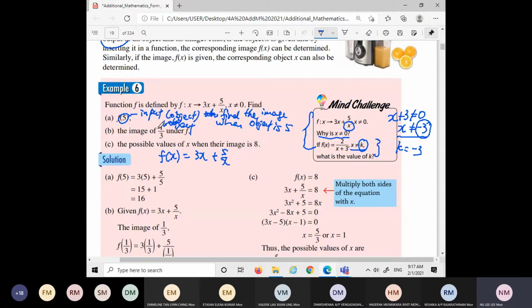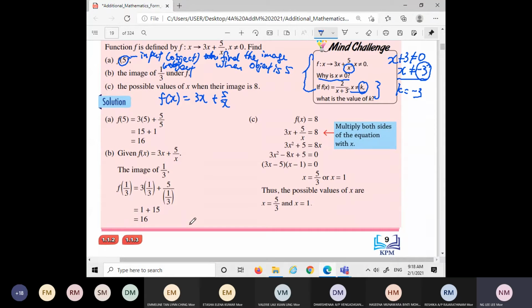Okay, so the 1 over 3 is the object. Same as part A, I can say find the image of 5. Then the 5 actually is the object, and they want you to find the image. Just now you substituted x as 5. For part B, you substitute x as 1 over 3. So 3x, x is 1 over 3, plus 5 over x, x as 1 over 3.